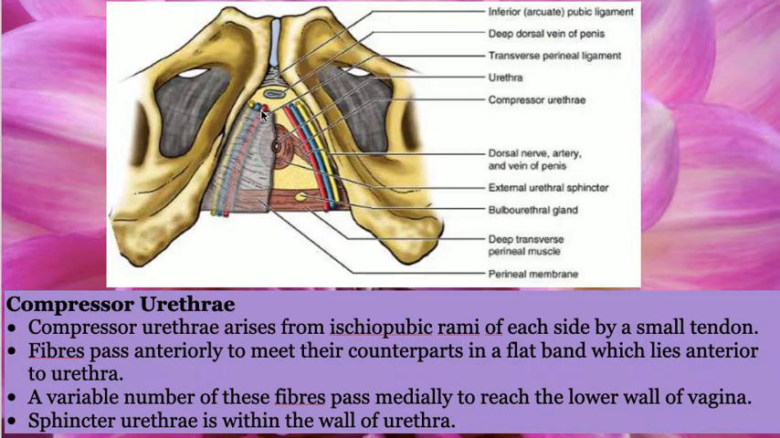Coming to another muscle, compressor urethrae. These are muscles of the posterior or the deep perineal pouch arising from the ischiopubic rami. This is your compressor urethrae muscle over here. You can see it arising from the ischiopubic rami on either side, passing anteriorly to meet its counterpart on the other side, anterior to the urethral opening. Now, sphincter urethrae is contained within the wall of the urethra over here.